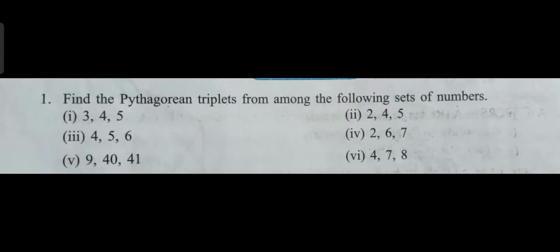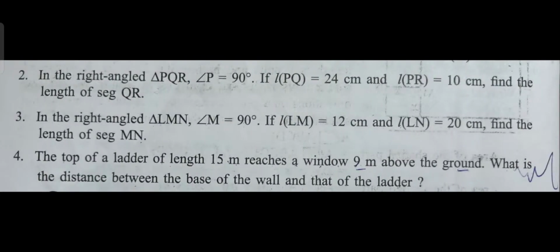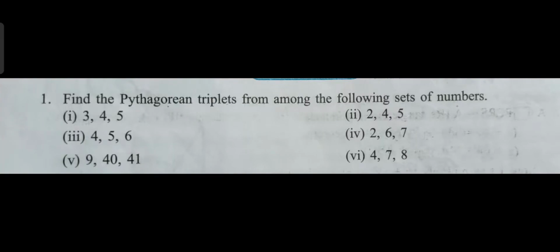Next question is: find the Pythagorean triplets from among the following sets of numbers. Now students, before that, all these three questions you are supposed to solve in your maths notebook as a revision part. Everybody has to complete their revision. This next question also you are supposed to write in your maths notebook as a revision part. Is that clear? In the question, find the Pythagorean triplets from among the following sets of numbers. Three numbers in each set are given. You are supposed to find out whether it is a Pythagorean triplet or not.